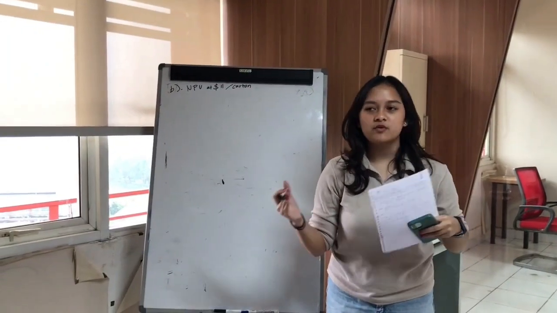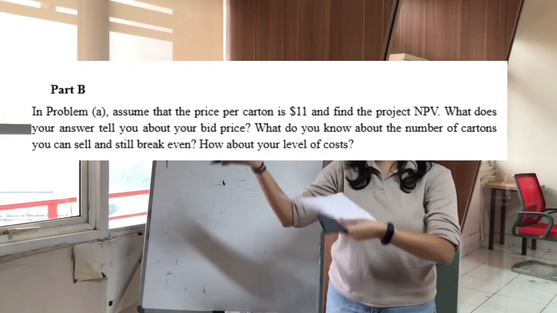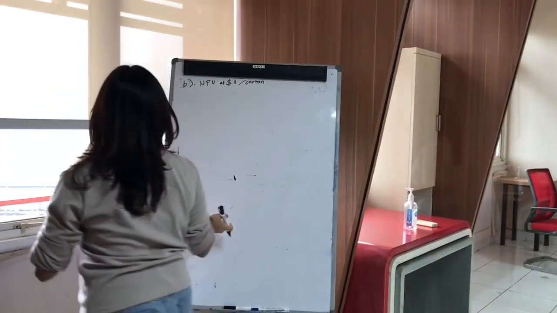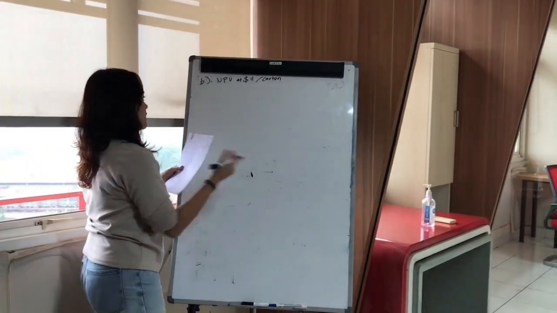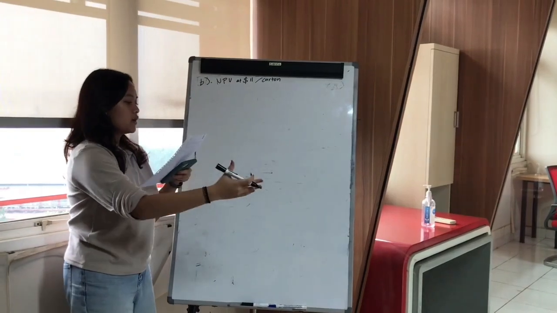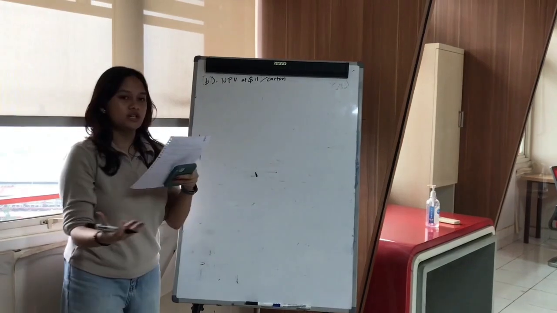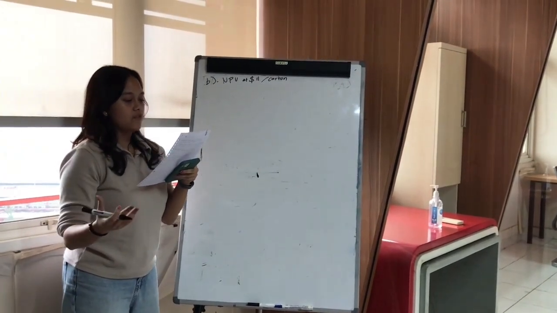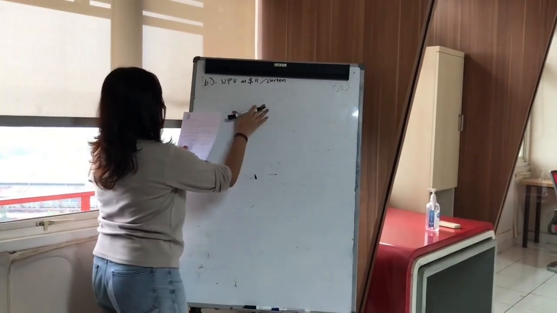Hello, now let's move on to question number B, and this is the question. Now for this, mostly we will do it at the sheets and I will show you later on. But first, let's understand the question first. So for number B, NPV at $11 per carton. The question is, what is the NPV if the price is at $11? Now, let's first calculate and understand it.